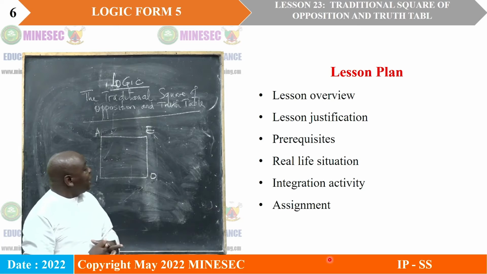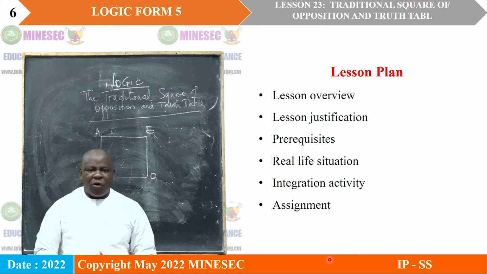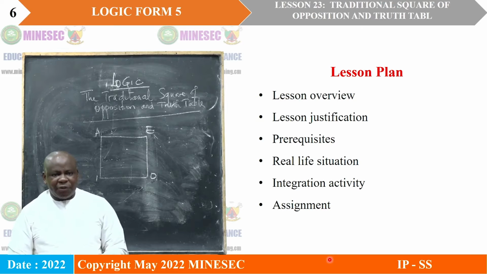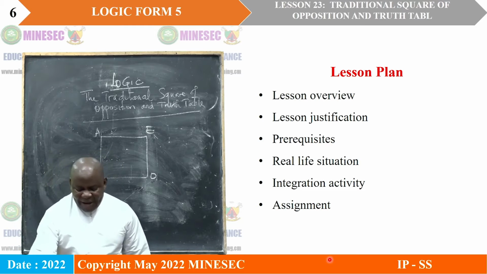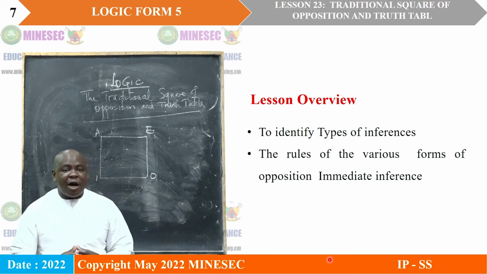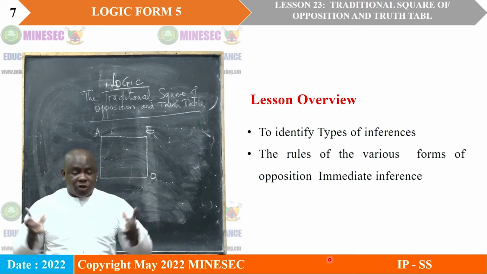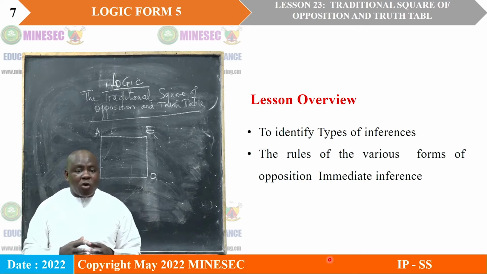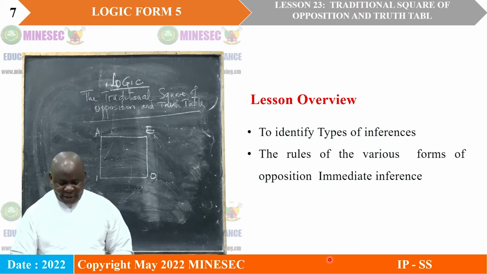Traditional square of opposition and truth table. We are going to be looking at lesson overview, lesson justification, prerequisites, real life situation, some integration activity, as well as assignments. But first and foremost, in our lesson of today, we are going to be looking at the types of inference, the various types of inference, as well as their various rules, that is, the various forms of immediate inference, as well as their rules of all the forms of opposition in immediate inference.